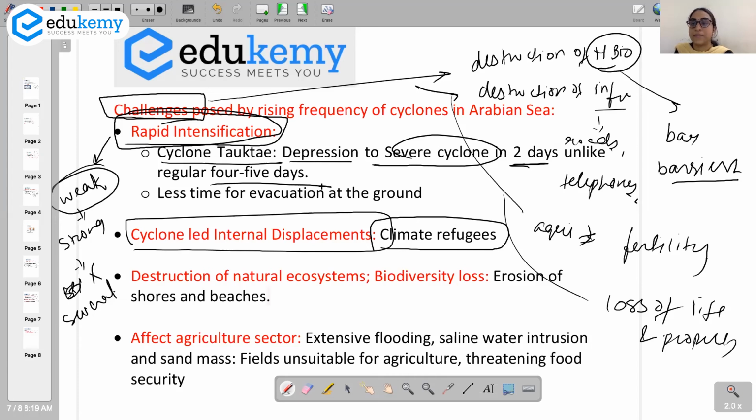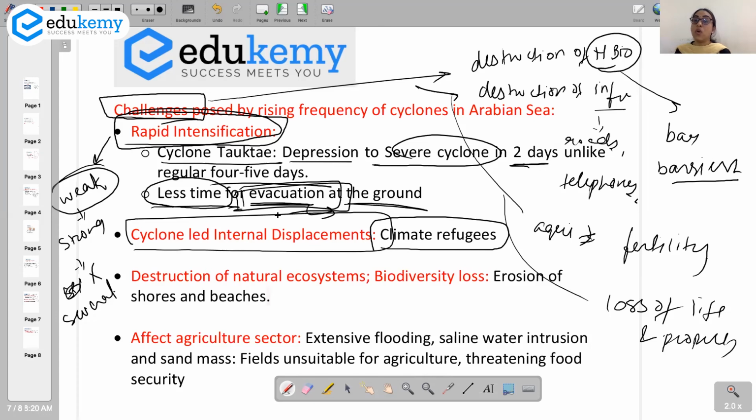What does this lead to? Because we cannot actually predict. We were expecting that it would take around 4 to 5 days, but it happened in nearly 2 days. The cyclone changed its nature. Therefore, we could not go for efficient evacuation. There was less time available for evacuation. Evacuation means shifting the people from the coastal areas to safe areas. Because of the increasing intensity in a very short amount of time, we got less time to move people into safe areas.